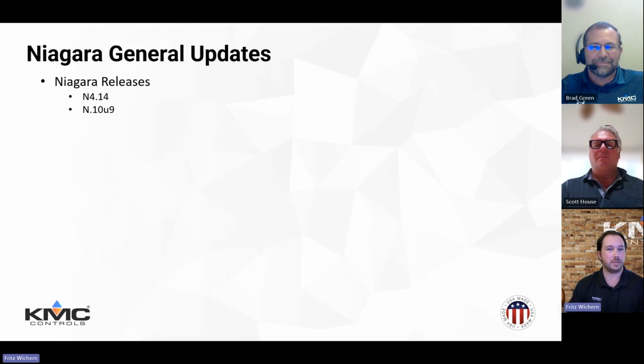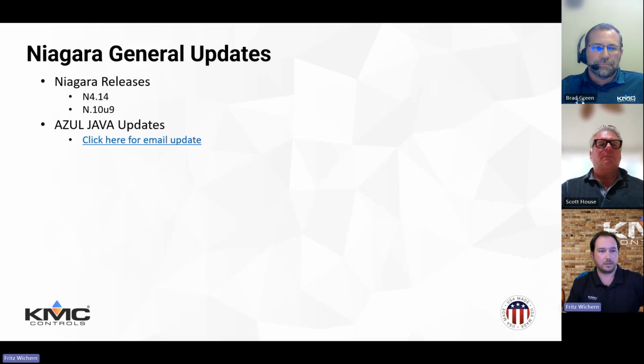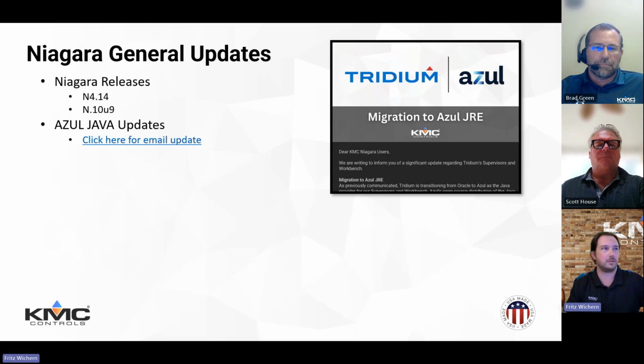So let's roll in. We've got some general Niagara updates. I'm sure most folks have seen the latest releases from Niagara, 4.14. These are 10 update. We've got updates on the Tridium. Niagara is transitioning from Oracle Java to Azul Java. We sent an email out. If you didn't happen to see it, we'll have a link here in the slideshow. And also, if you have any questions on it, you can always hit us up.